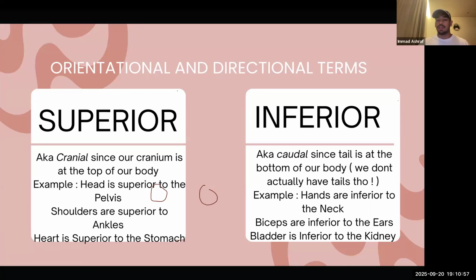So what are some examples that we can use? We can say our hands are inferior to our neck. So my neck is all the way up here and my hands are down here. So my hands are inferior. My biceps are inferior to the ears. The ears are all the way here, and then the biceps, they're down, they're below. So inferior and below are basically the same thing. And then the bladder is inferior to the kidney. Your kidneys are in your trunk, and then your bladder is at the bottom, right?